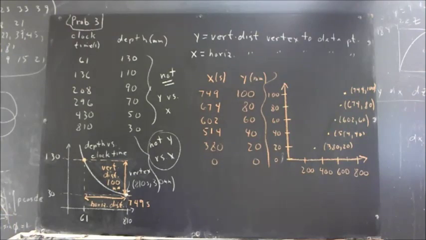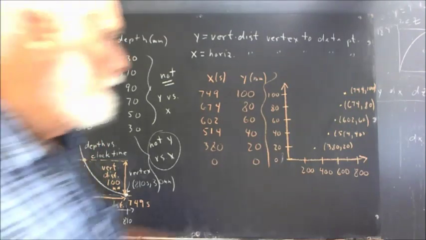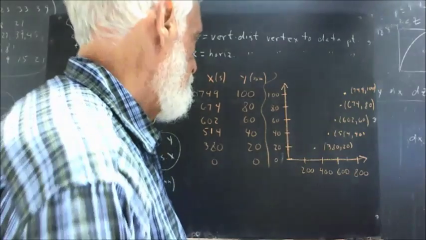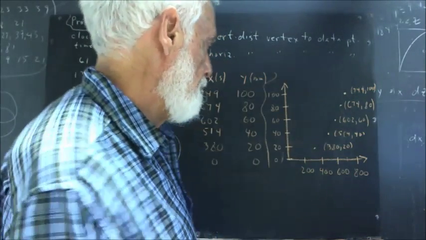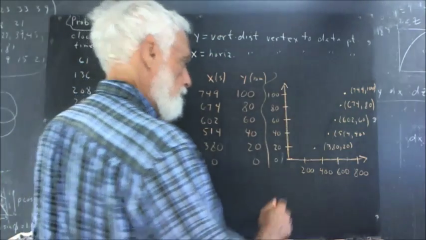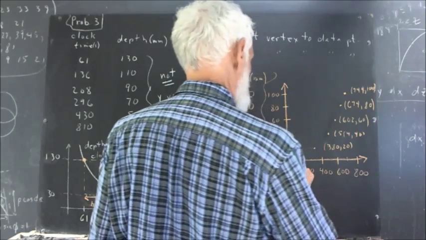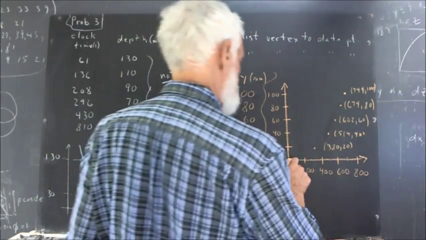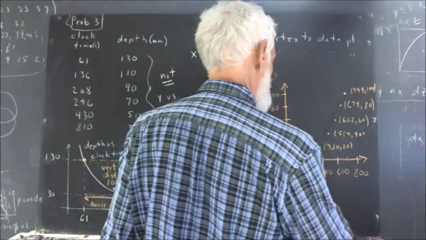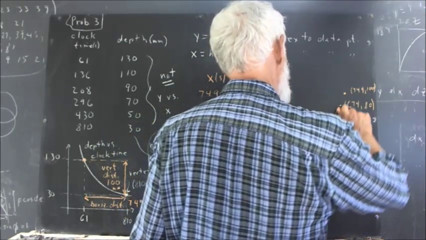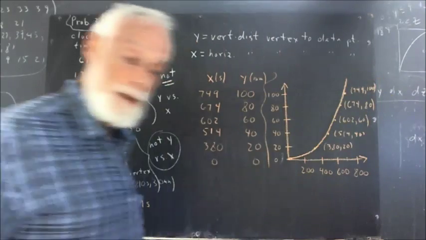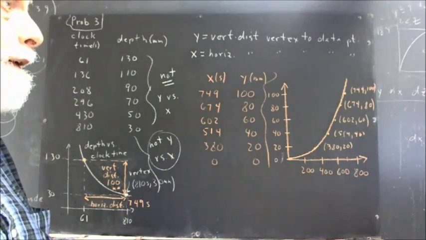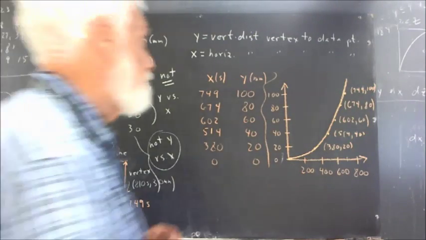Okay, these points aren't really well located. You could improve on this, but right there are the approximate points. And if I now draw my curve, of course 0, 0 is also a point. The curve is going to look something like this. Now there is our y versus x.